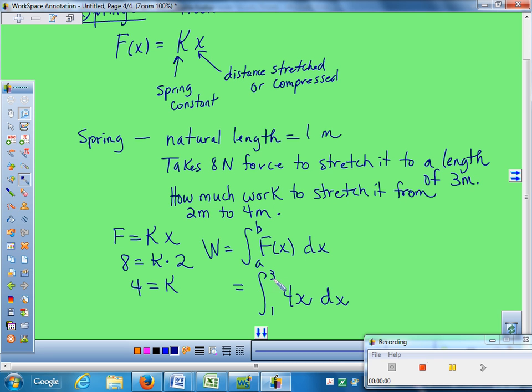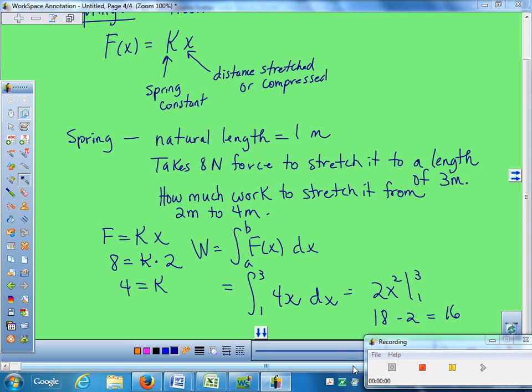And then, yes, super simple integration, and we could even do this one by hand. 2x squared from 1 to 3. 18 minus 2 would be 16 what? Joules. I was doing metric this time, yes. So it'll take 16 joules of work to do that. Okay, so that was spring ones. They usually like spring ones because spring ones are easy.